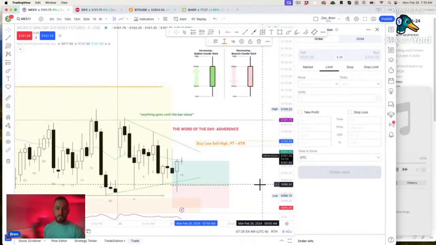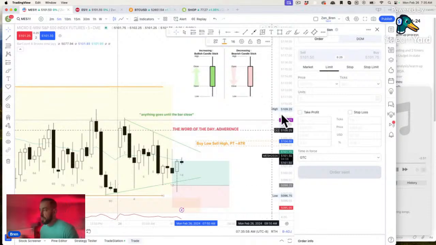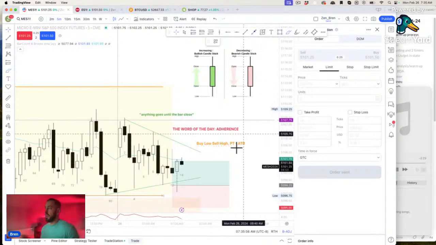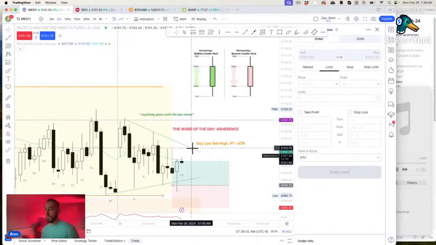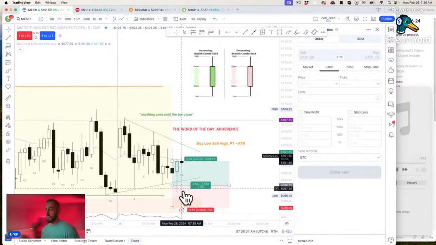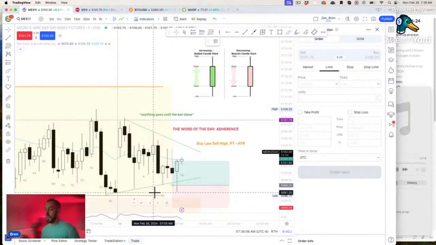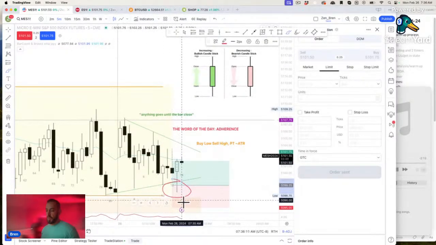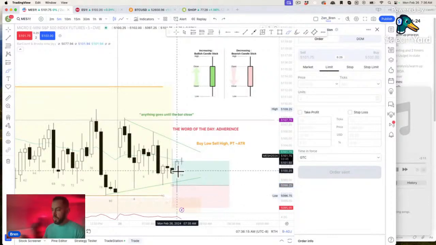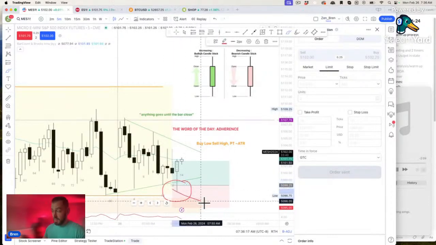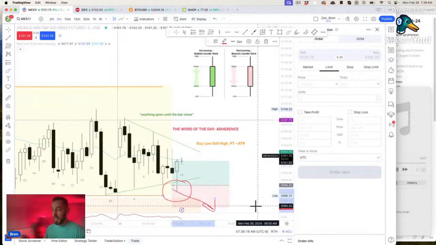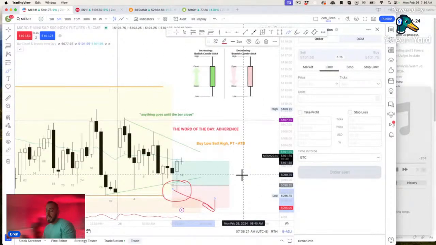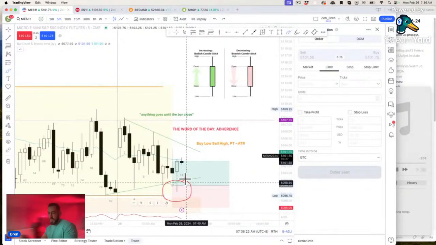Okay, so what happened there is we came down, we broke out of this triangle, right? Notice I drew the triangle. And we broke out of the triangle here. See that? The green line, we cracked it. And then what happened? Breakout failed, right? If the breakout succeeded, we would have gotten consecutive bear bars down and a move down. But the breakout failed and the buyers came in.